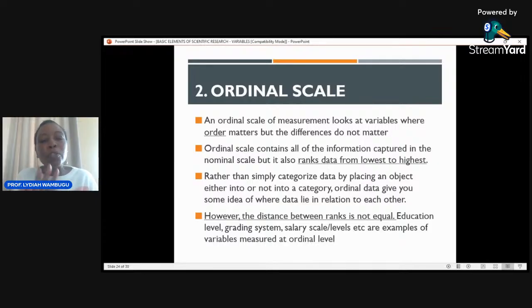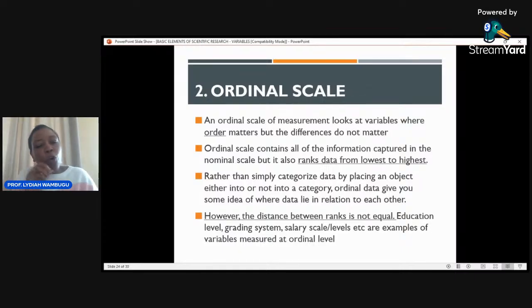Then when you talk about ordinal, it orders. So we have said nominal names, ordinal orders. There is some order. There is some ranking. So it's slightly higher than nominal. But the difference between these ranks does not matter. So ordinal looks at variables where order matters. There is some order. There is some ranking.